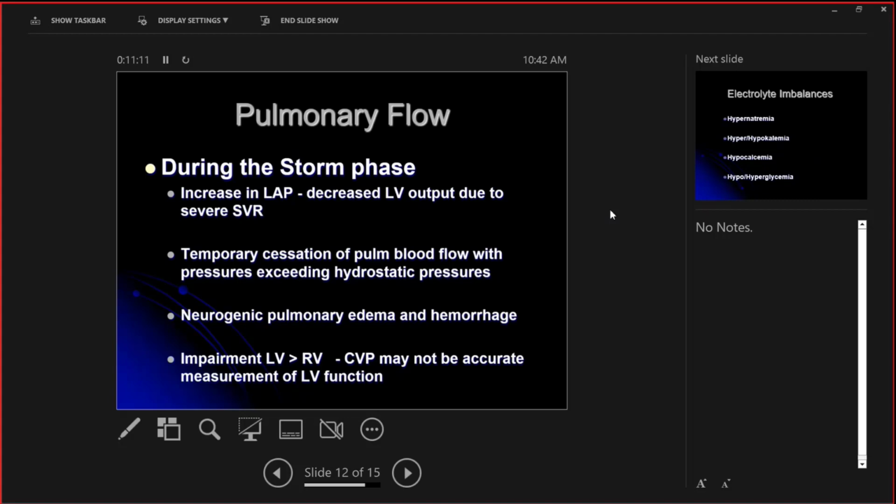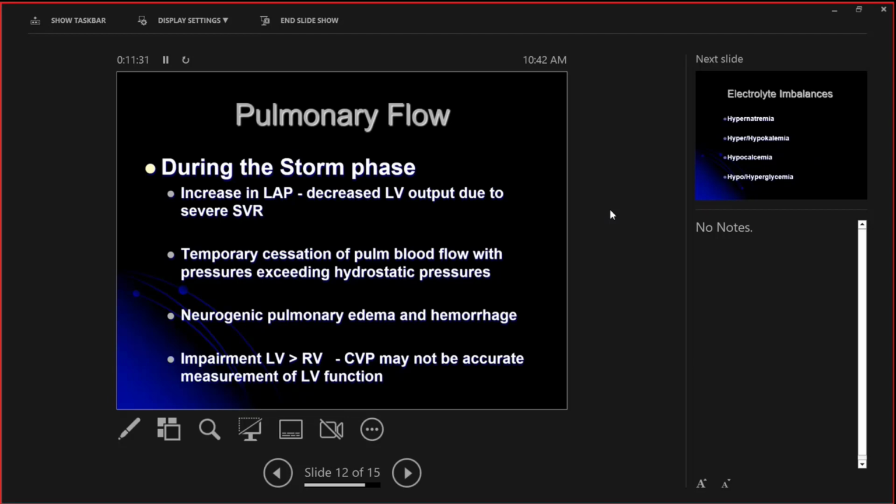Okay, this leads to neurogenic pulmonary edema. It can also lead to pulmonary hemorrhage. And it also tells you that your CVP may not be an accurate measurement of left ventricular function, which is why I was asking about the minimally invasive hemodynamic monitors that you use, because those are going to be much, much more reliable in telling you whether you're going to be volume responsive or volume unresponsive.